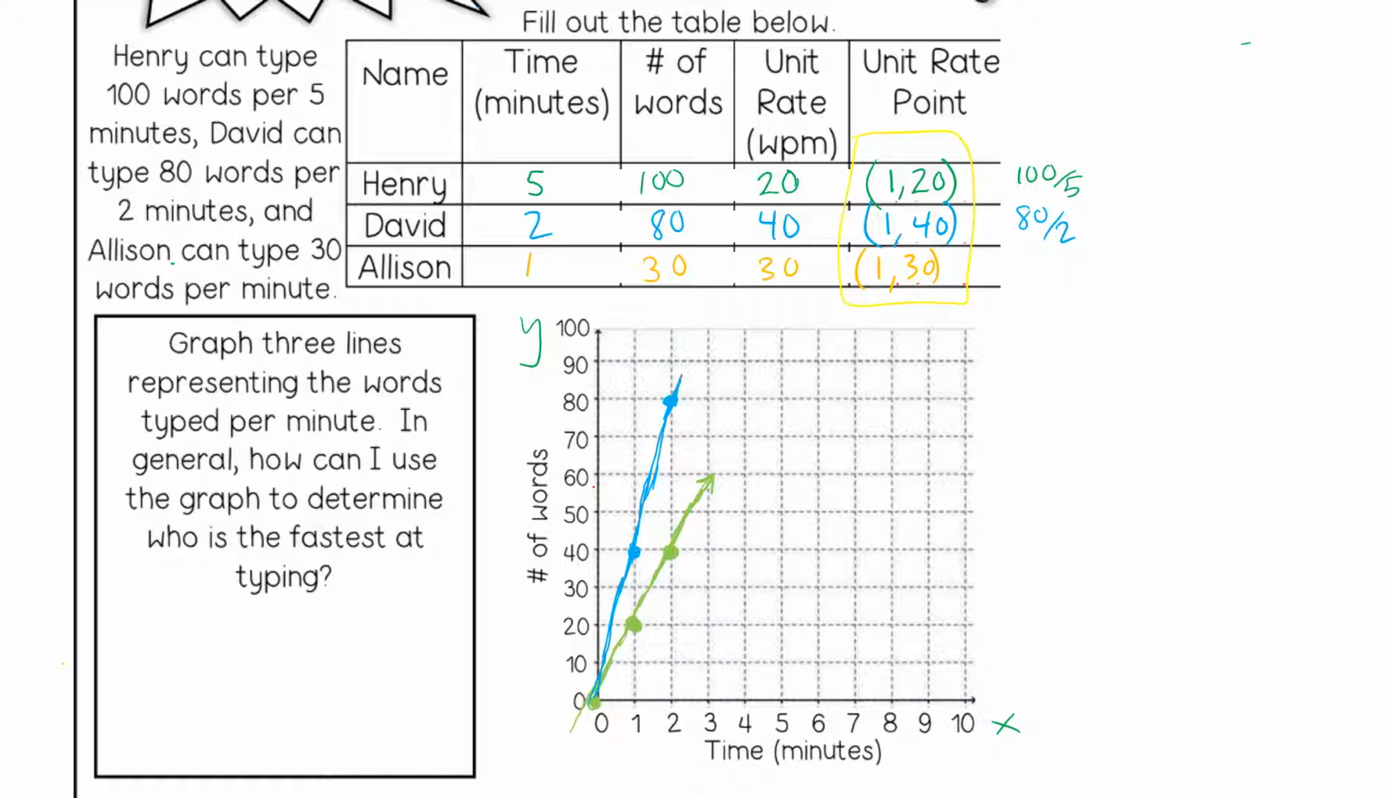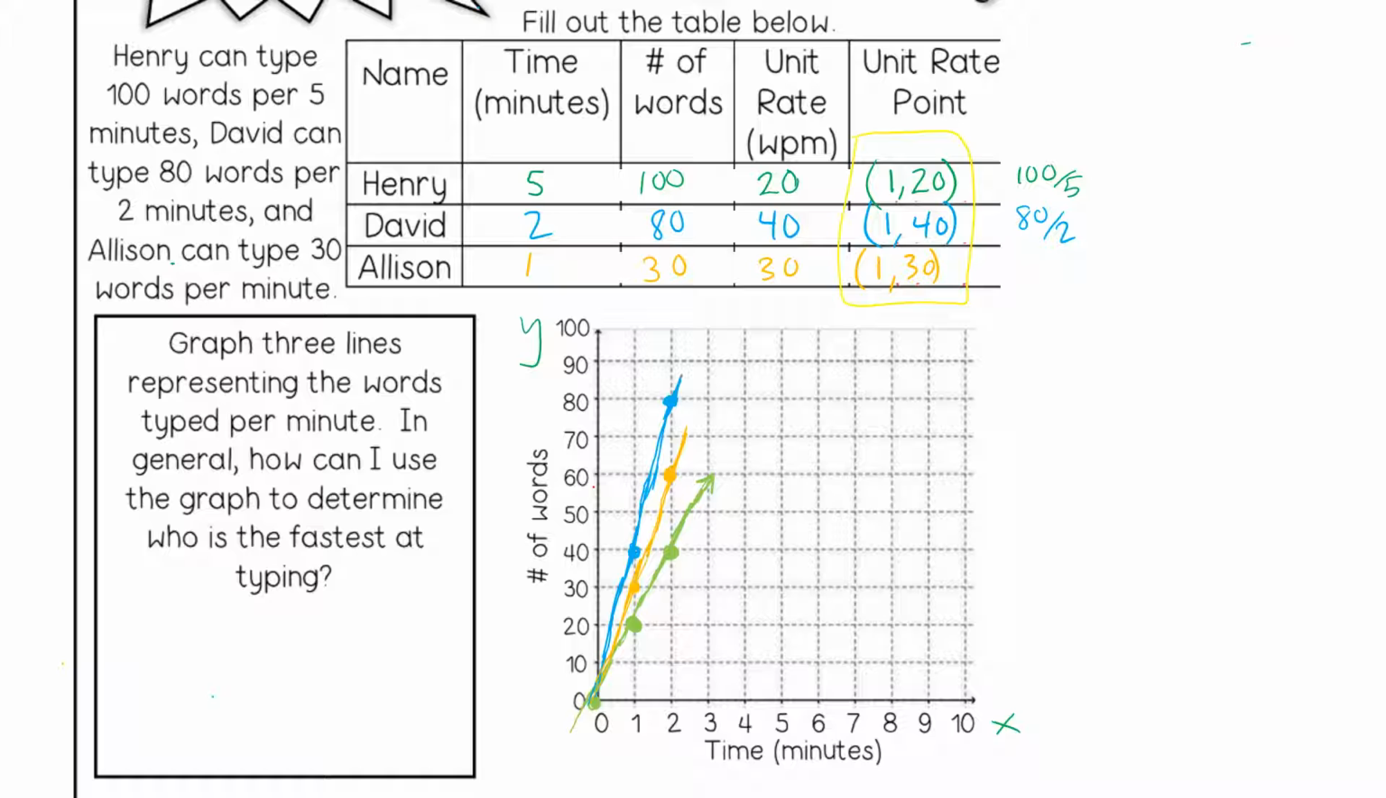And then we have Allison in orange, and she goes up 30 words in 1 minute. Have a dot there. I'll go up another 30, 10, 20, 30, and so 2 right there. And I'm putting 2 dots down so it's a little bit easier to draw my straight line. Kind of keeps me straight right there. So there's the 3 rates.